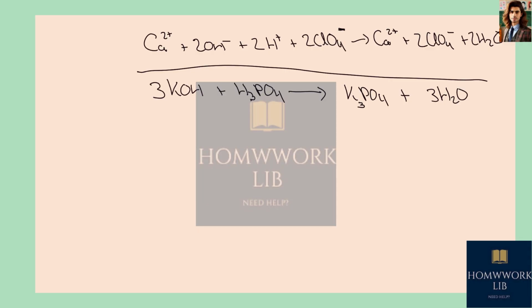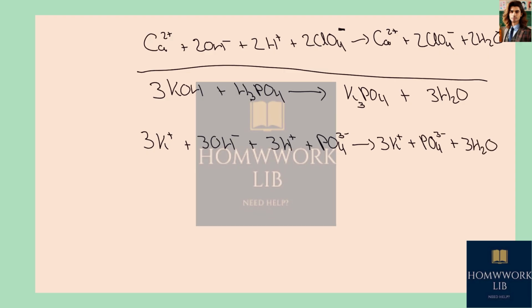So now the net ionic equation coming from this would be 3 K plus, 3 OH minus, plus 3 H plus. Again, remember this is a placeholder. Plus PO4 3 minus, producing 3 potassium plus, PO4 3 minus, plus 3 equivalents of water. And you're going to see that after we cancel everything out, the net ionic equation is simply this neutralization.